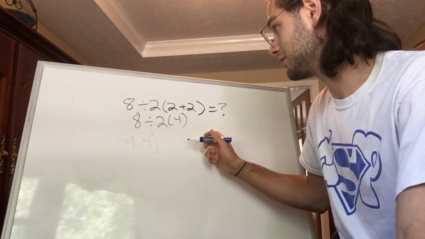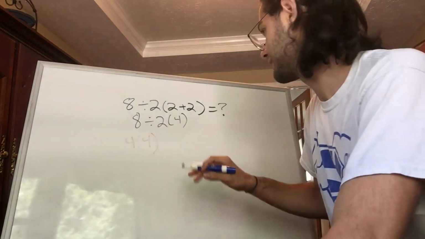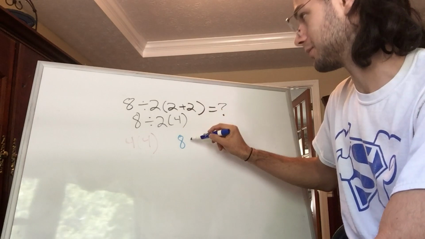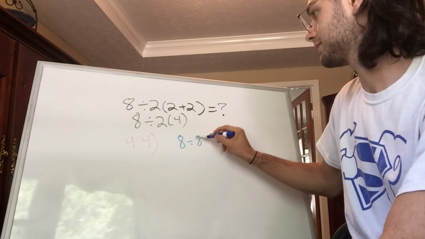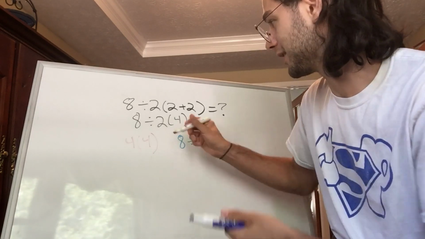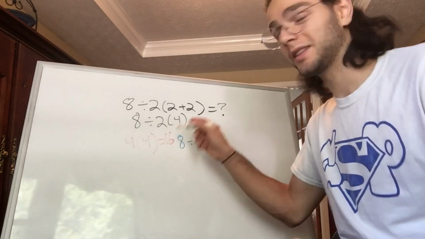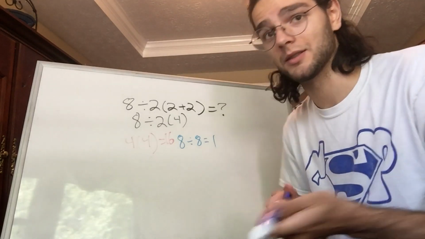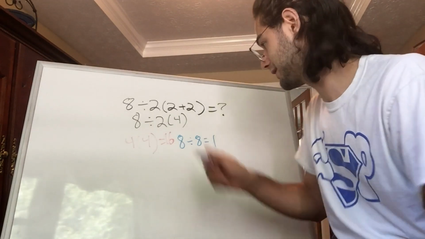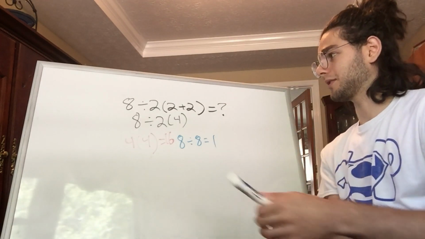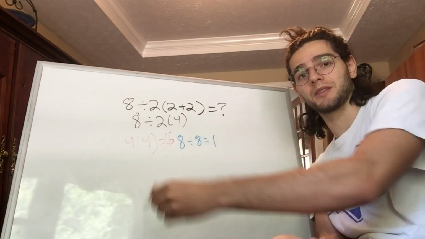Some people thought that you should multiply first, which would give you 8 divided by 2 times 4, which is 8. That gives you 1. This one gives you 16. 16 is not equal to 1. If you didn't do that computation in your head, just let me be the first to tell you. 16 is not equal to 1. So, how do we get two different answers out of this? Do we divide first or do we multiply first?